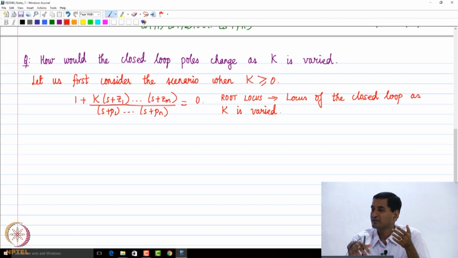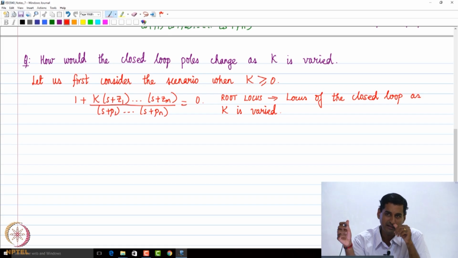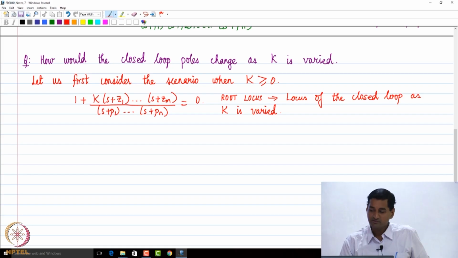I'm just going to list those steps. I'm going to give you an intuitive understanding of those steps, rather than proving or deriving each and every step. So that's going to be our focus here.